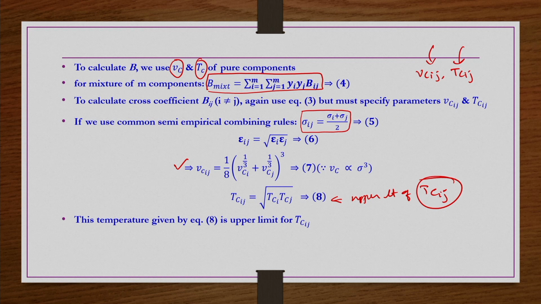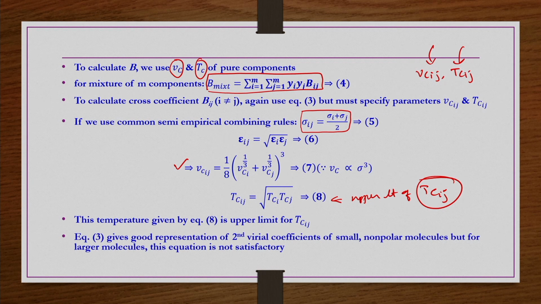Now, this temperature given by equation 8 is the upper limit for Tcij. And that equation, the McGlashan and Potter correlation, gives a good representation of the second virial coefficient for small non-polar molecules, but for large molecules this equation is not satisfactory.